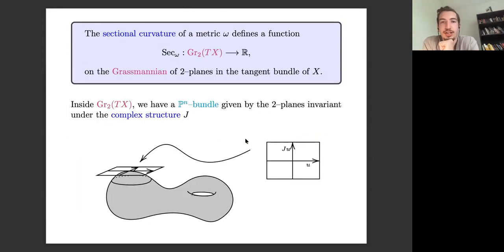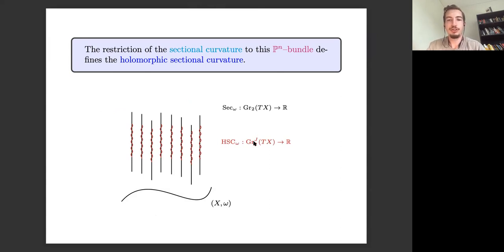So the sectional curvature is a function on the Grassmannian of two planes which sit inside the tangent bundle. And in this Grassmannian of two planes, we have a holomorphic PN bundle, which is given by the two planes spanned by U and JU. So we can look at the J invariant two planes, where J is the underlying complex structure. Now, if we restrict the sectional curvature to this PN bundle, then that gives us the holomorphic sectional curvature. And in my opinion, it's the most mysterious object in complex geometry and is the most interesting object in complex geometry.